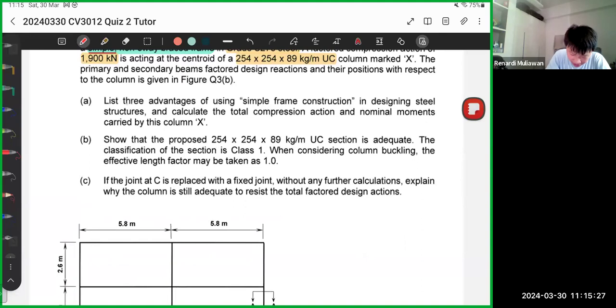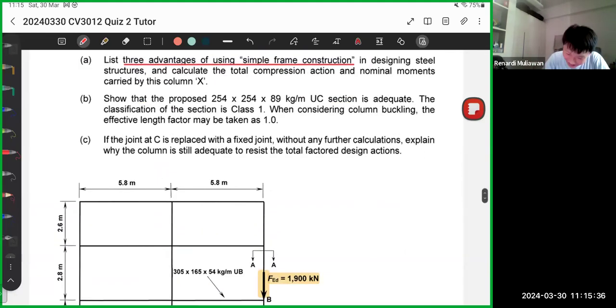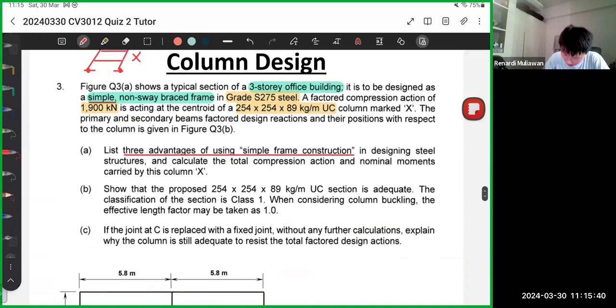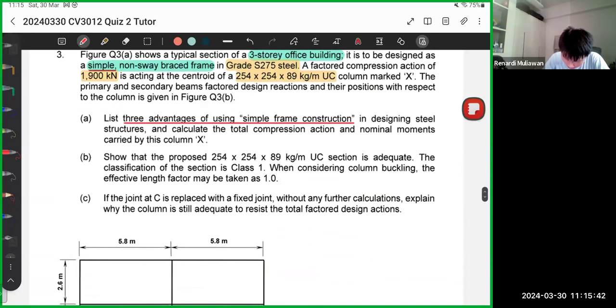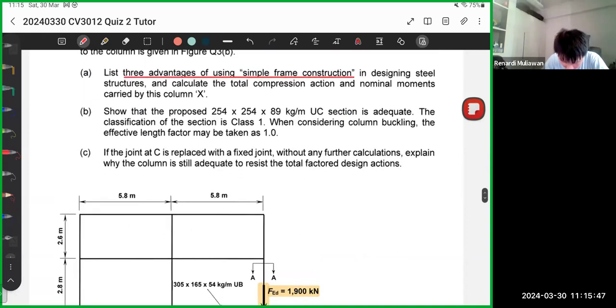Part one: list 3 advantages of using simple frame construction. For this one, you can refer to the theory just now. It's on the slides above. You just find it yourself. Let's continue to the design part. Show that the proposed column is adequate. It's a very simple question.